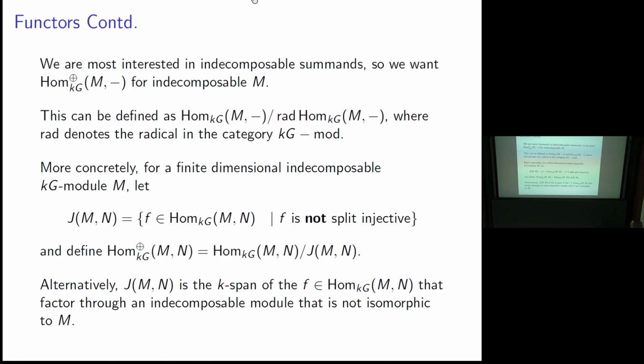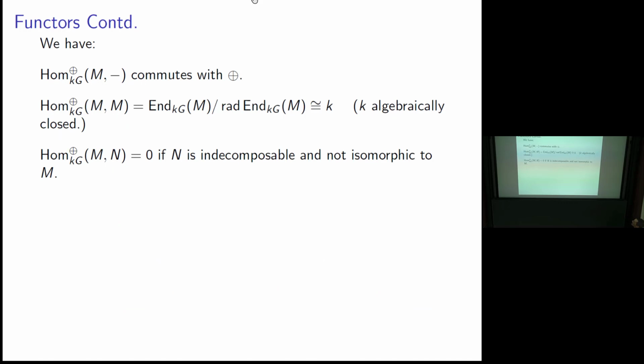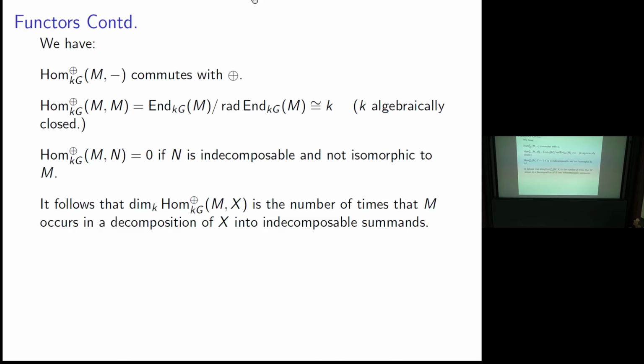So this is sort of classical category theory or representation theory, but the point is it commutes with direct sum, and you know what it does, it picks out one indecomposable, right? So it counts the number of times that M is a summand, right? Which is sort of a problem I set at the beginning.